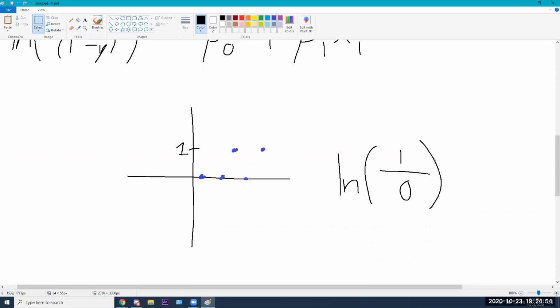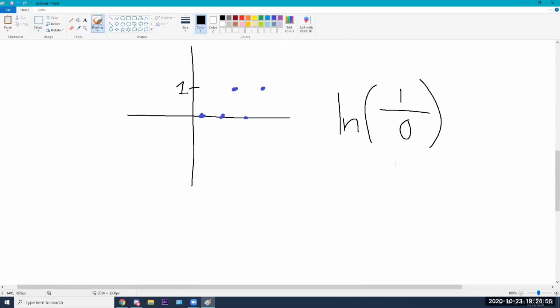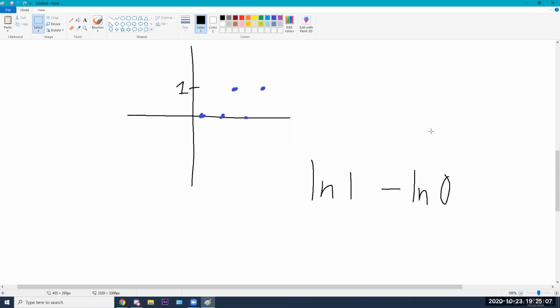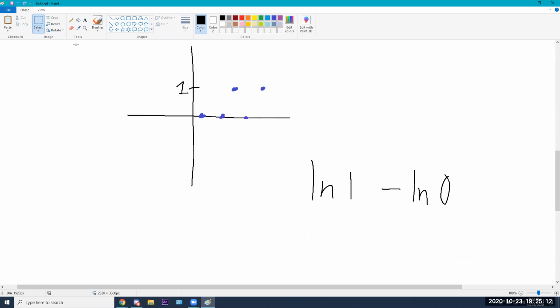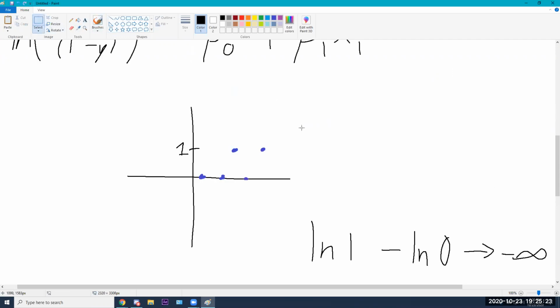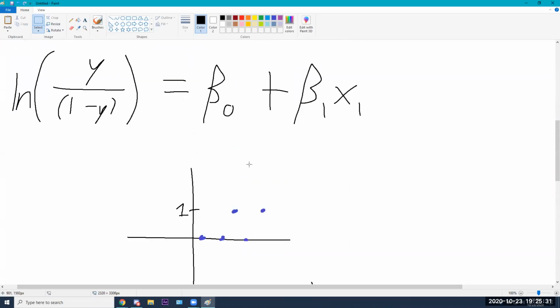But one thing we can do here, by the properties of logarithms, is write log of 1 minus log of 0. And we know that log of 0 approaches negative infinity. So we can say that the y value of this particular point approaches infinity, and you can see how that would be true for every single other y value with 1.